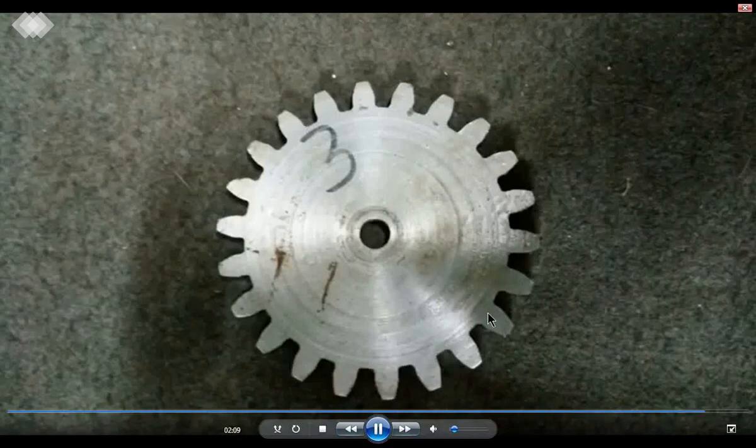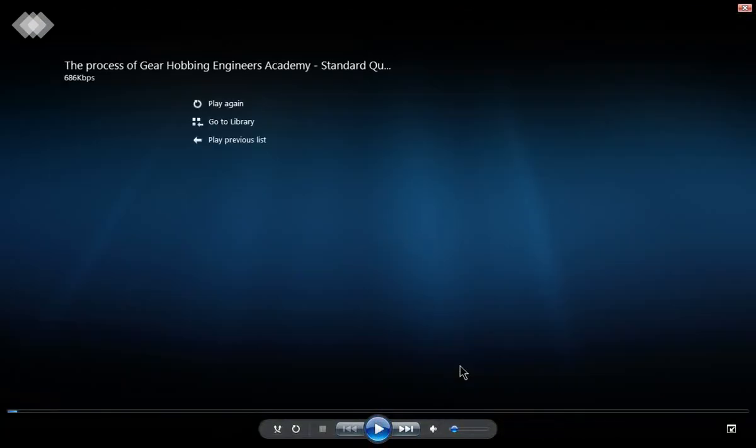By using this process, gears are manufactured with the number of teeth required using the hobbing process. So guys, you have understood this gear manufacturing process.